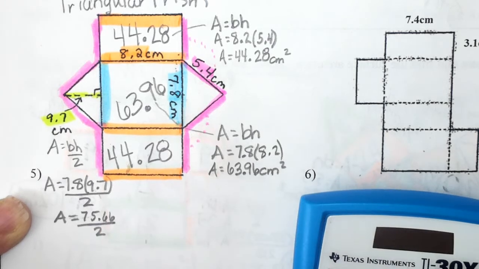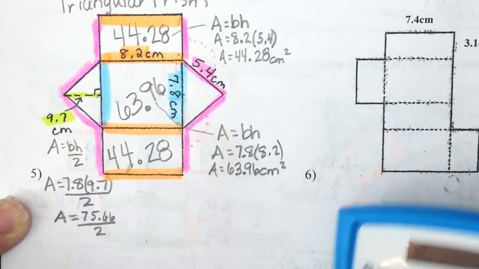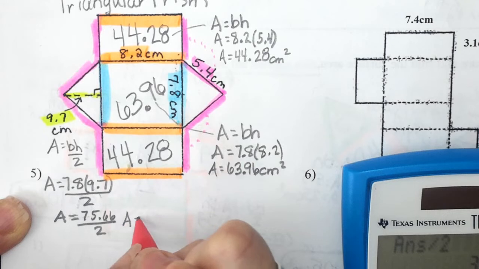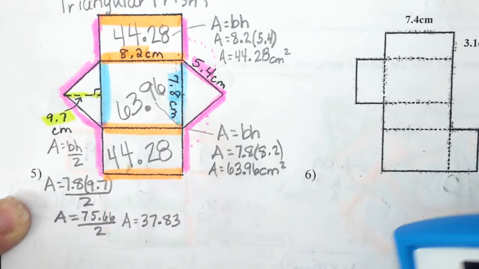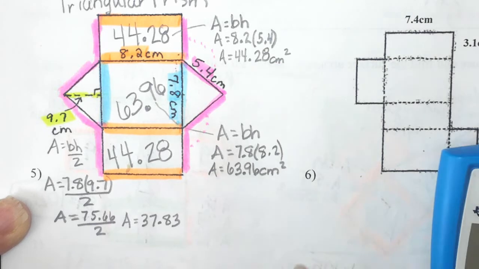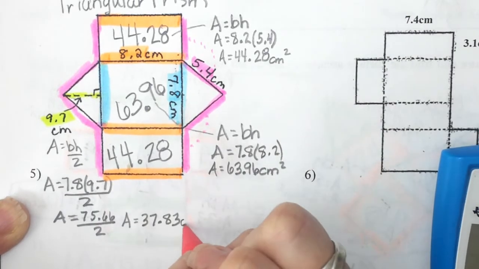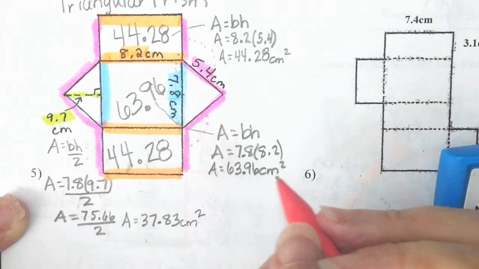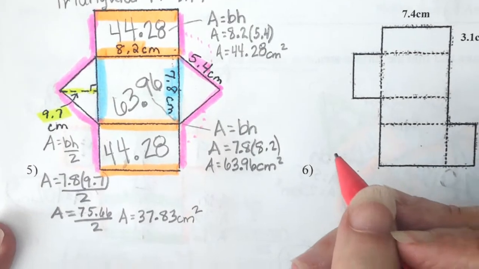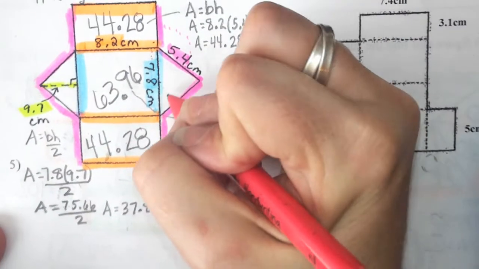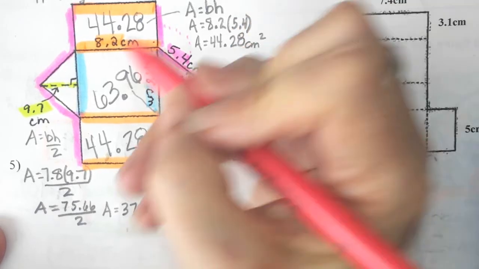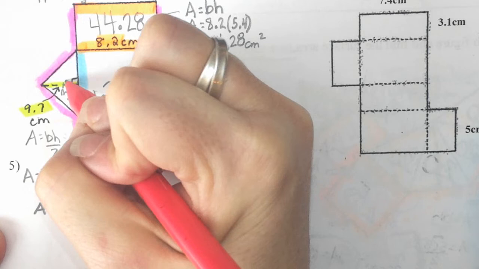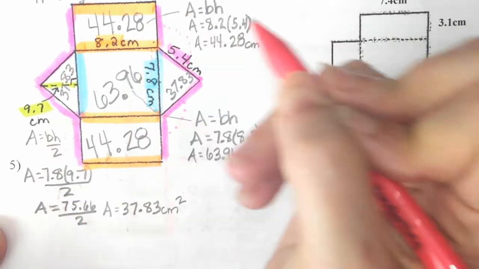Divide by 2. Make sure I got that right. 37.83 centimeters squared. Okay. And that is each triangle is 37.83. 37.83.